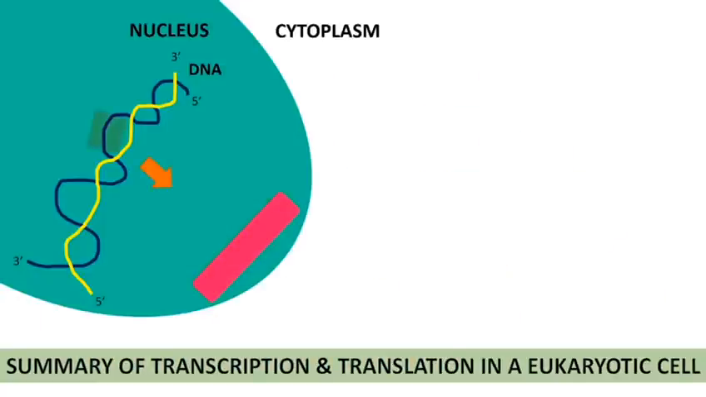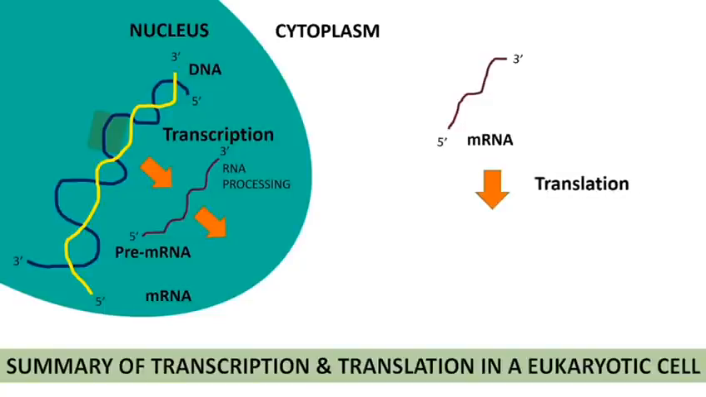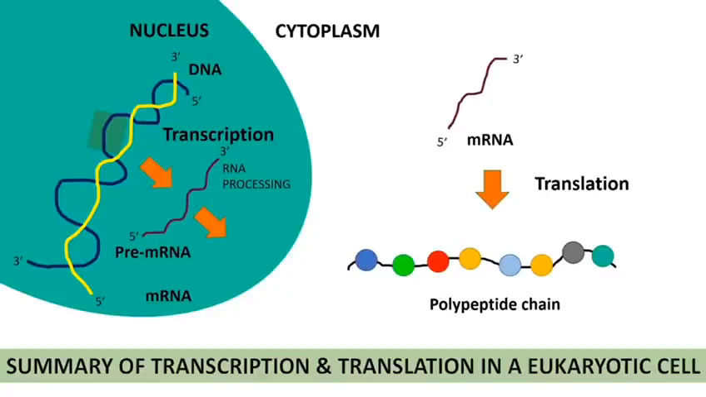Specific base sequence in the DNA template strand will be transcribed into a single strand of pre-mRNA via the transcription process in the nucleus. The pre-mRNA will undergo RNA processing and become mature mRNA. The mature mRNA will move from the nucleus to the cytoplasm. In the cytoplasm, the mRNA will undergo translation and will be translated into a polypeptide chain.